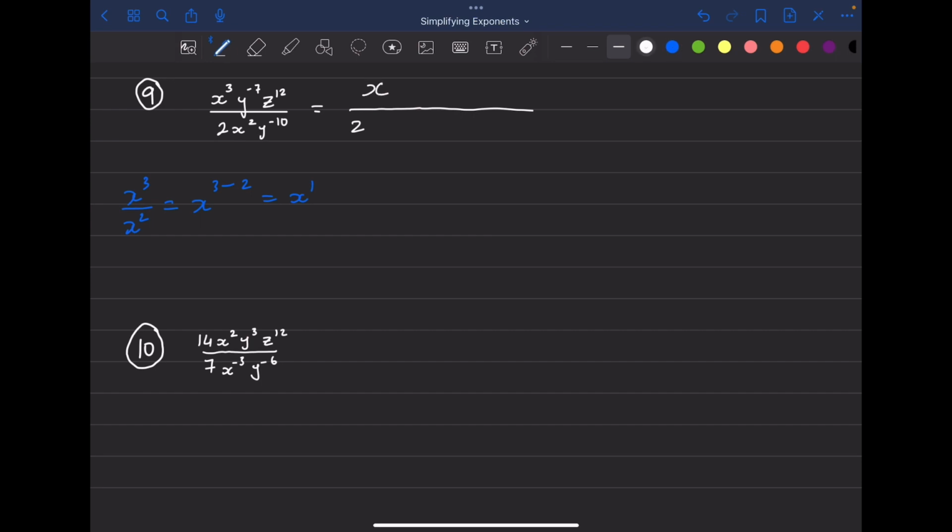For the y's, we have y to the power of negative 7 over y to the power of negative 10. This is equal to y to the power of negative 7 minus negative 10, which is equal to y to the power of negative 7 plus 10, which is equal to y to the power of 3. And we're done that, so y to the power of 3. And for the z, there's nothing to cancel out with it on the bottom, so we can just copy paste that to get z to the power of 12 on top, and we are done.